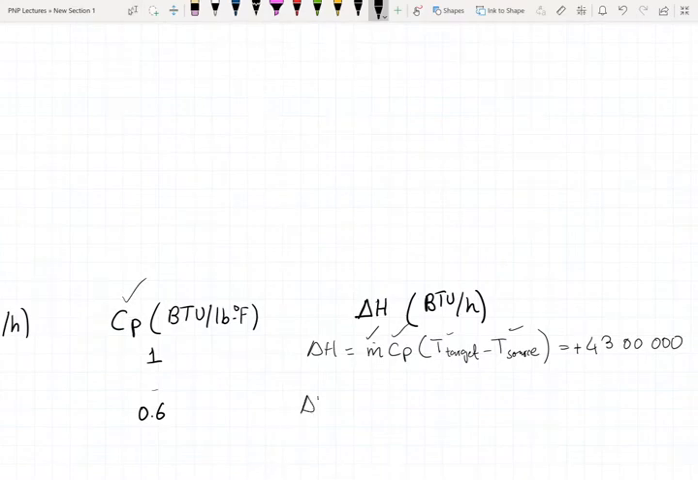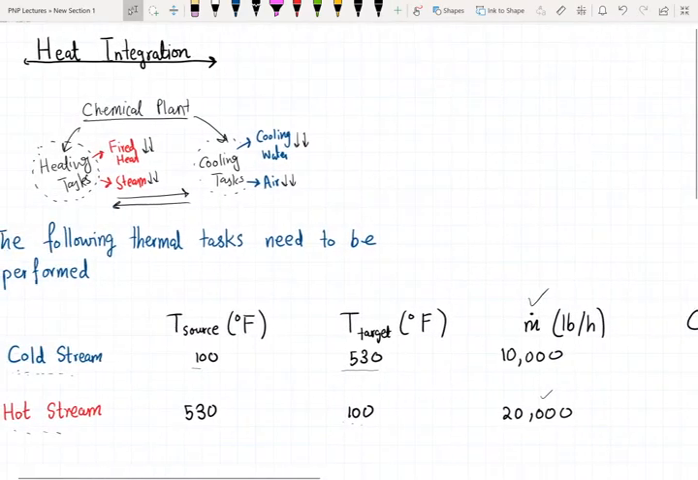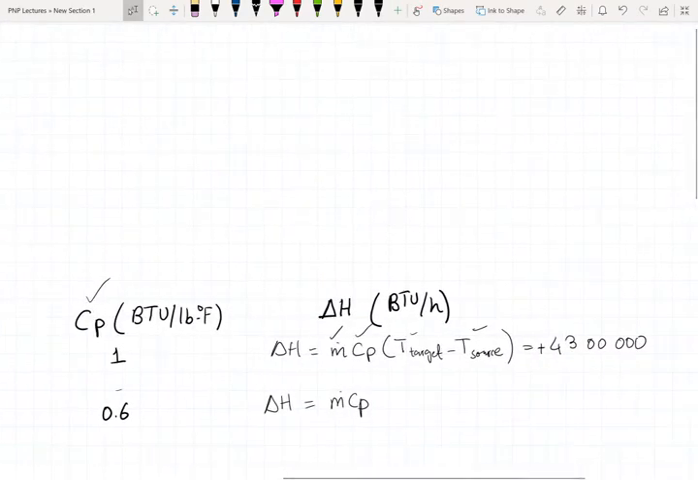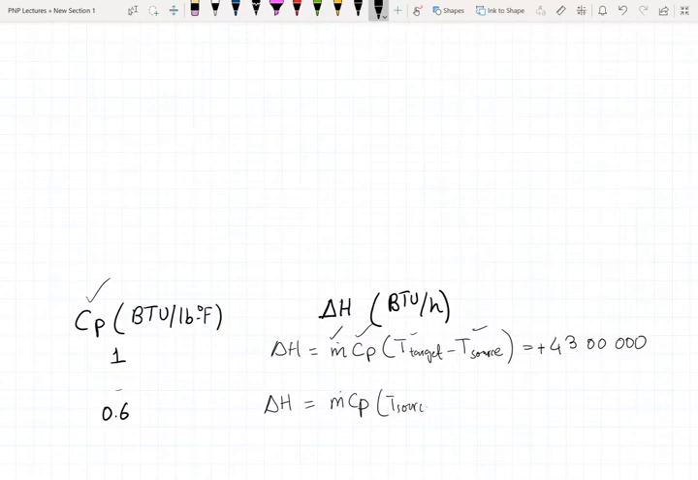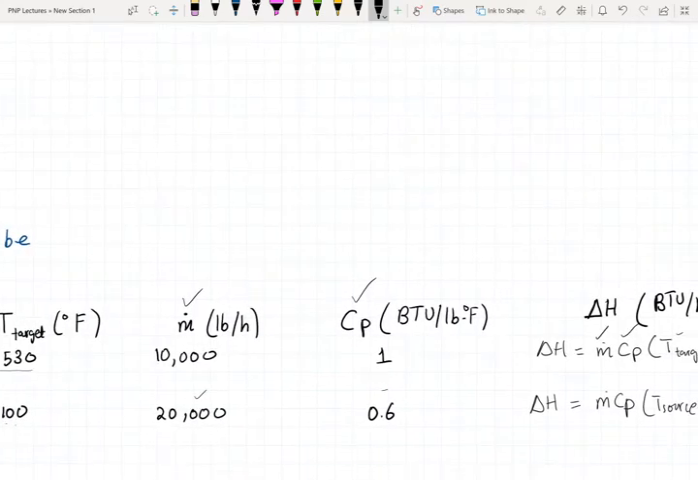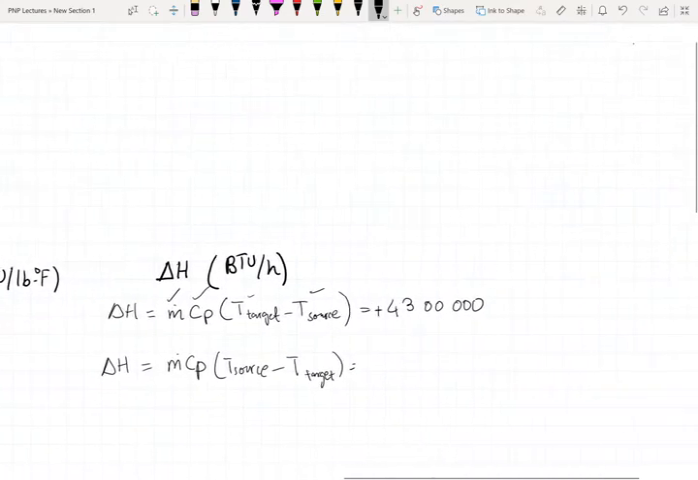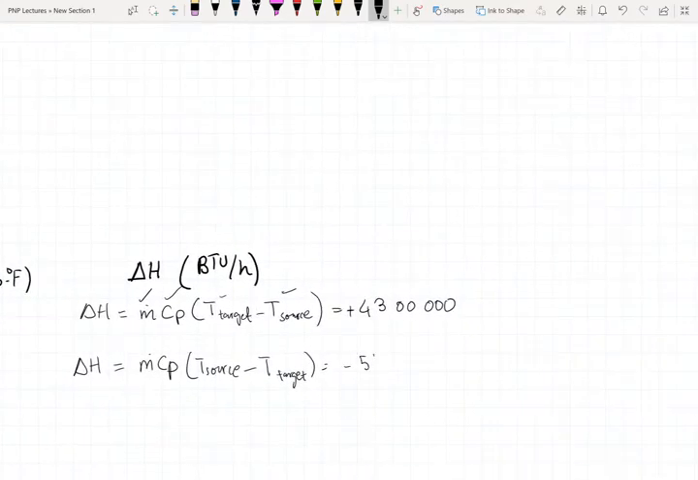Now for the second task, we're cooling down the stream from 530 Fahrenheit to 100 Fahrenheit. So for this stream, your delta H is going to be negative, meaning heat must be taken away from this stream. So 20,000 is the mass flow rate times the heat capacity 0.6 times the delta H. Negative 5,160,000 BTU per hour.